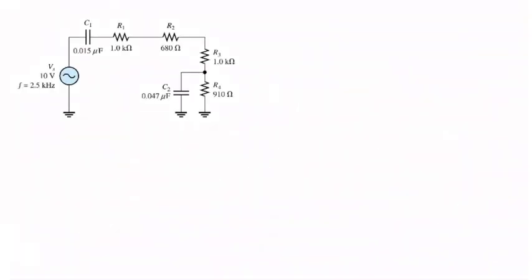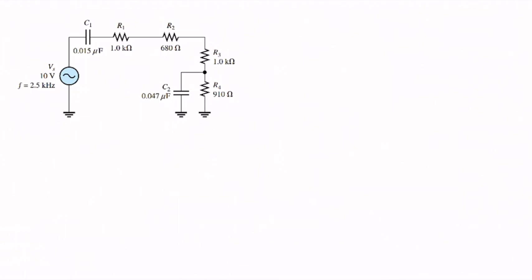Okay, so we have this circuit, and you see there are no instructions, and basically what we would like to do is to simplify this circuit into its equivalent impedance, and then from the equivalent impedance we can get the current and also get the phasor diagram of the equivalent circuit.